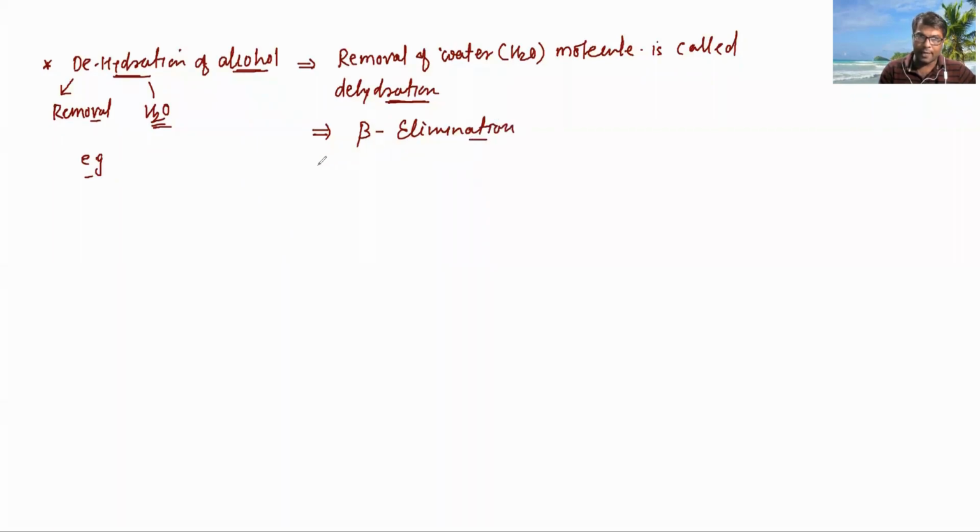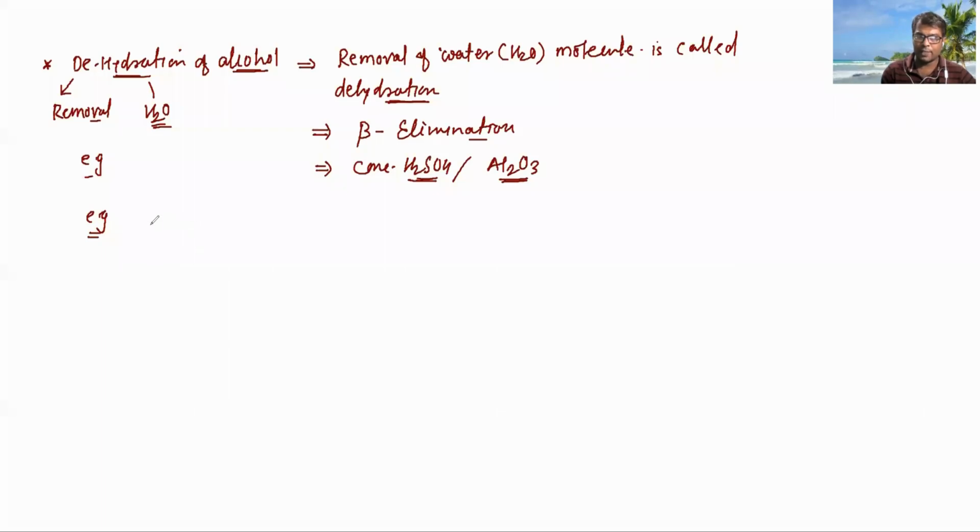The dehydrating agent used for this reaction is concentrated H2SO4. This is the dehydrating agent used for dehydration. Also, another dehydrating agent is alumina, Al2O3, which is also called carborundum. Now the order of dehydration. First we see an example of dehydration.